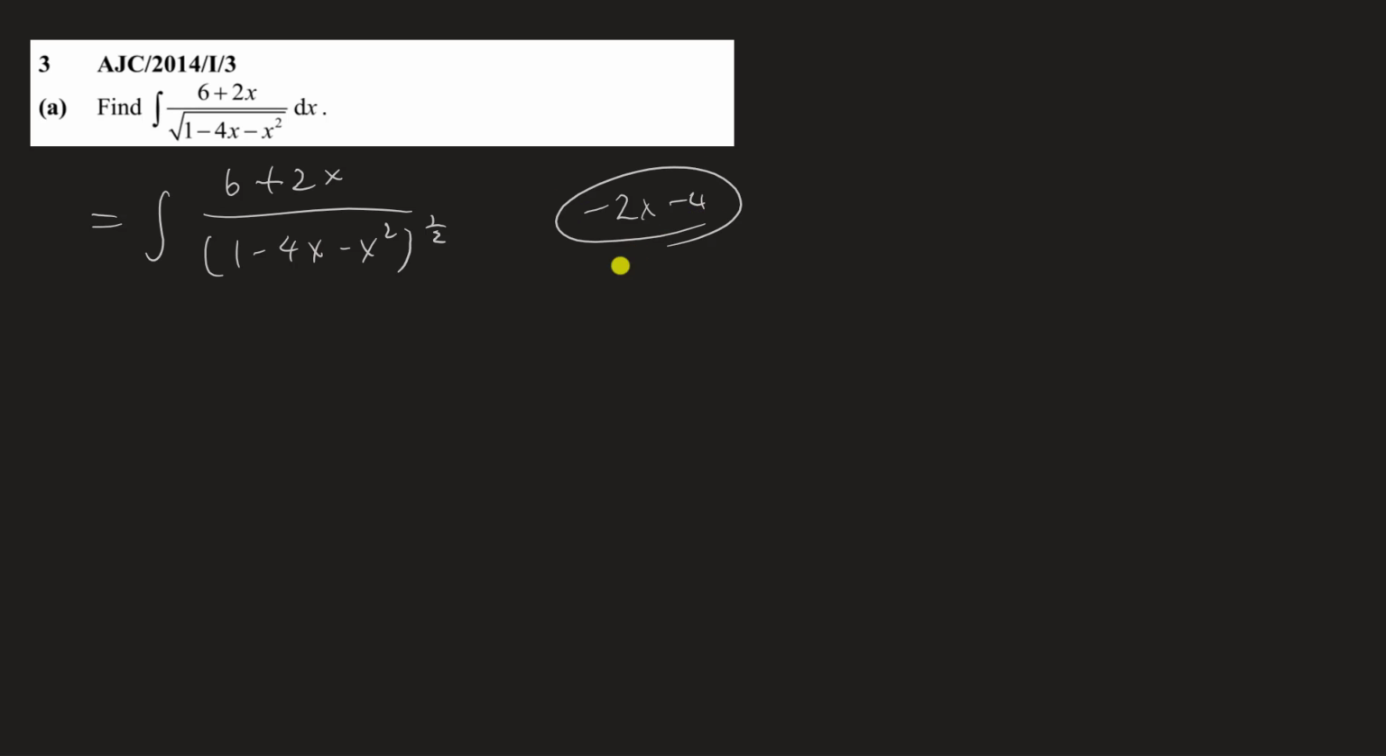Because this can be written as 6 plus 2x over 1 minus 4x minus x squared to the power of half, right? This part, when you differentiate it, you actually get minus 2x minus 4. Can we force the top to look like that? Yes, you can. Applying a negative on the outside and negative on the inside, so you're not changing anything. That's my first step.